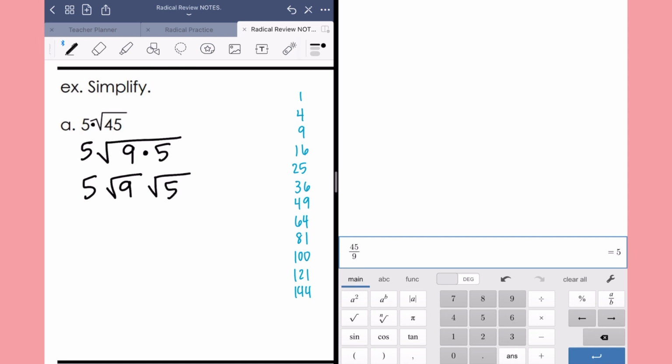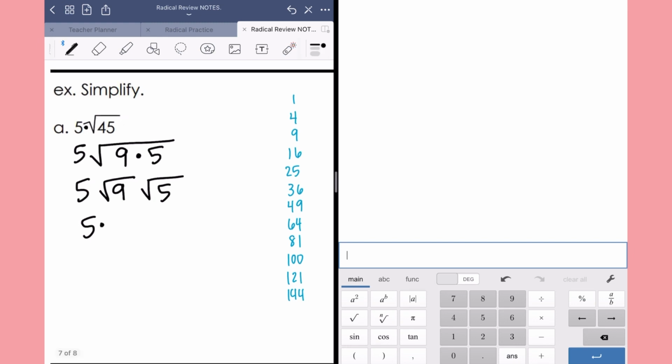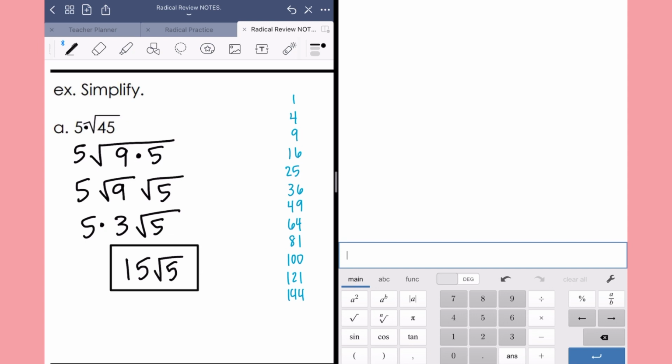And what is the square root of 9? If you know it, it's 3. But remember, I have that invisible multiplication happening here. We can't see it. So the square root of 9 is 3. Square root of 5 stays like that. And then there's just one last step. What is 5 times 3? 15. And it is complete.